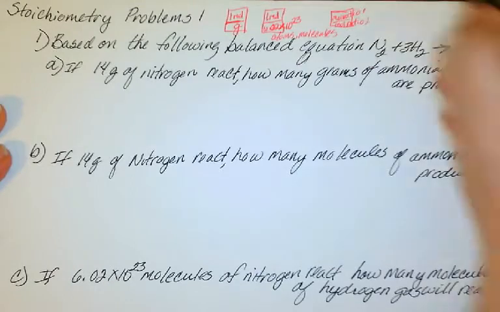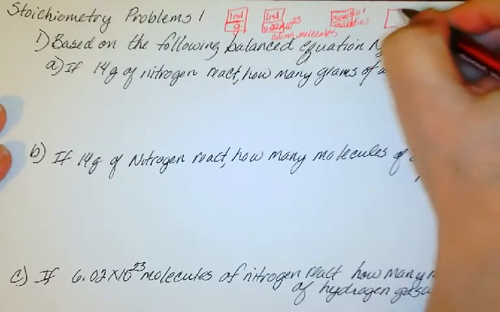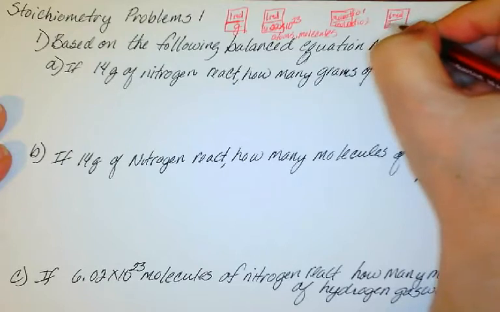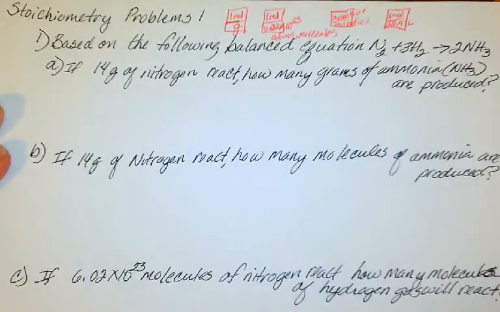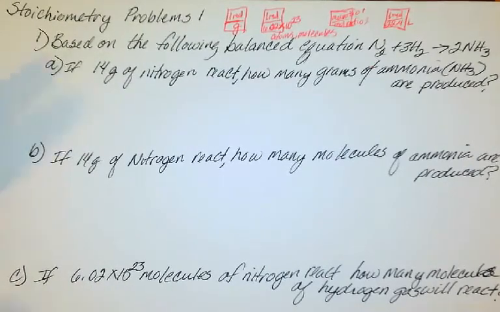The last tool we have is a volume, and that is 1 mole is equal to 22.4 liters. Now, that has to be a gas only, and it's a gas at STP. So it doesn't work for anything else, only gases.